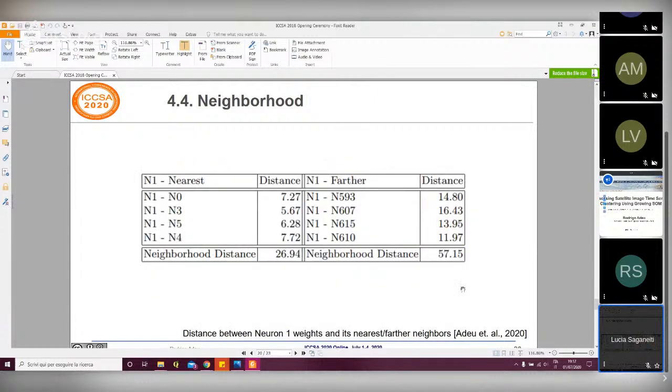We have the numbers of this comparison, to assure that the neighborhood is a relevant number and it was kept on the GSOM as it was kept on the SOM. On the next one, please.